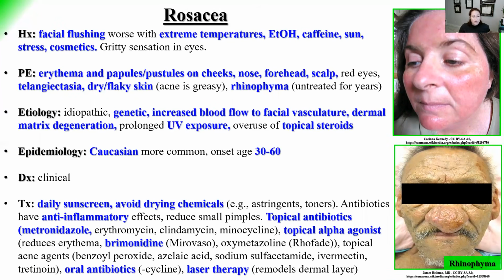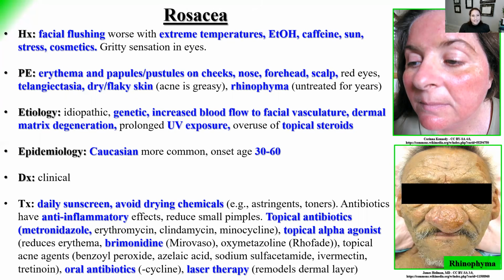This is much more common in Caucasian people, and the onset of this is about 30 to 60 years old. This is a clinical diagnosis. There's no testing that we need to do for this one. There are a lot of treatments for this. We want to use a daily sunscreen to decrease that UV exposure. You want to avoid any kind of drying chemicals, so over-the-counter astringents or toners.